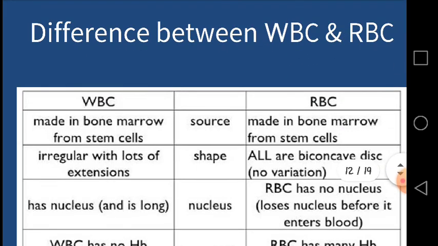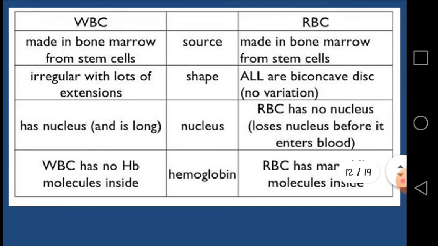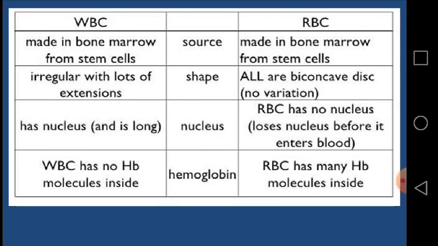Now we are focusing on the comparison between red and white blood cells. This slide will show you the differences between these two different types of blood cells. The source of red blood cells and the white blood cells is the same. They are made in the bone marrow from the stem cells.